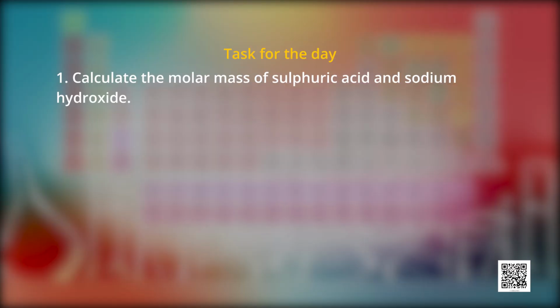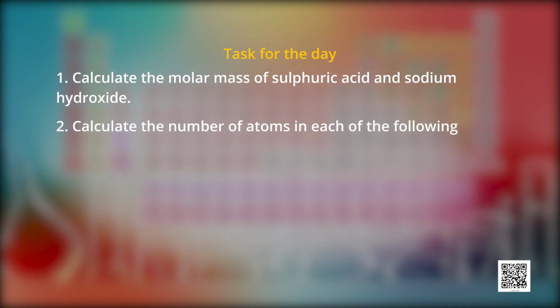Now friends, task for the day. Try to calculate the molar mass of sulfuric acid and sodium hydroxide. And as you can see on the screen, there is one numerical also. Calculate the number of atoms in each of the following. A. 52 moles of argon. B. 52 U of helium. C. 52 gram of helium.